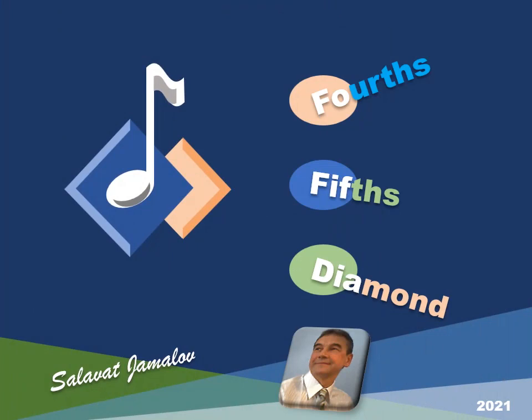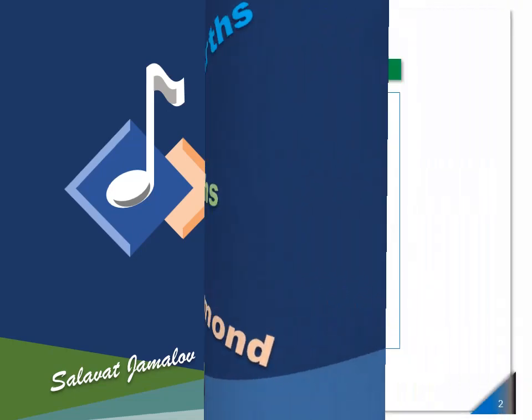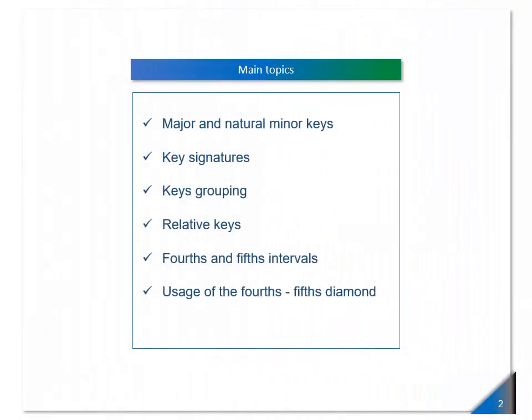For this purpose, I've transformed the well-known 4th-5th circle into another shape, namely the 4th-5th diamond. We will slightly touch here major and natural minor keys, key signatures, keys grouping, relative keys, 4ths and 5ths intervals, usage of the 4th-5th diamond.